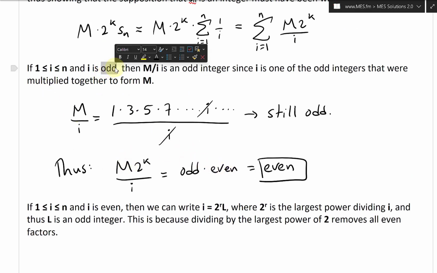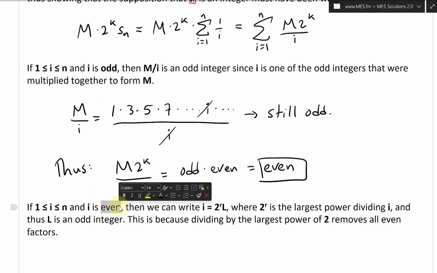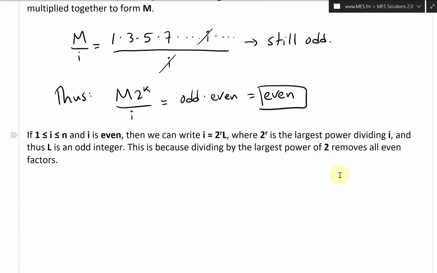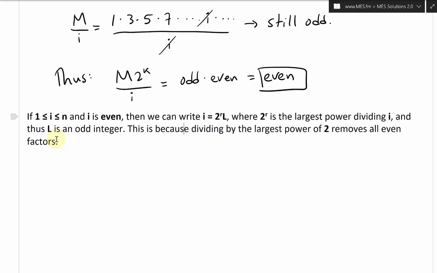Now the next scenario is when i is even. And again, i is greater than or equal to 1 and less than or equal to n, basically all the terms in the summation there. Then we can write i equals 2^r times L, where 2^r is the largest power of 2 dividing i, and thus L is an odd integer. This is because dividing by the largest power of 2 removes all even factors.